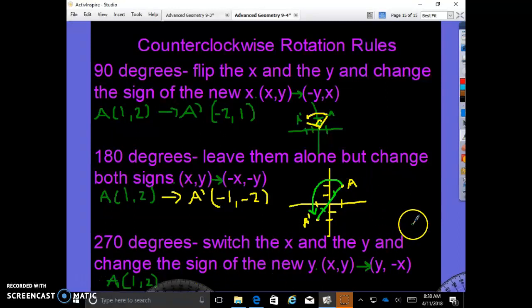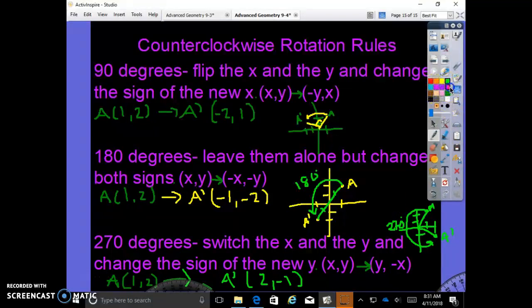Let's look at our last one. On our last one, A at 1, 2 becomes A prime. This one, switch the x and the y, change the sign of the new y. So we were at 1, 2 for our A. Now we're at 2, -1 for our A prime. Let's look. The distance looks about the same. And in terms of counterclockwise, we're going 270 degrees counterclockwise, right? This is 180. This is 270.